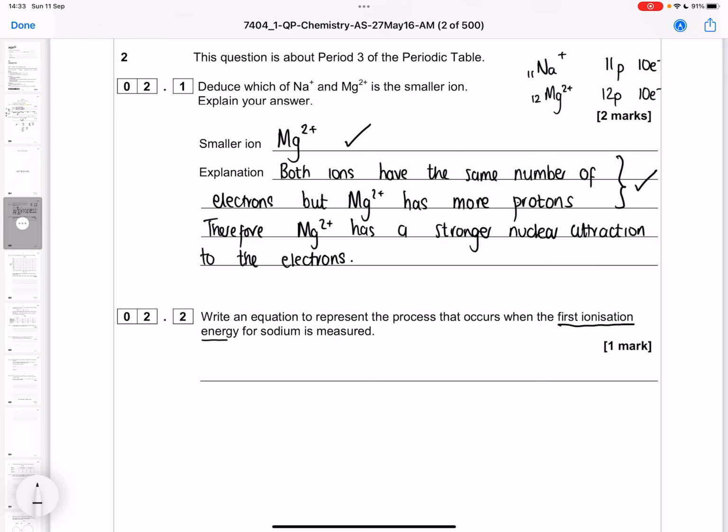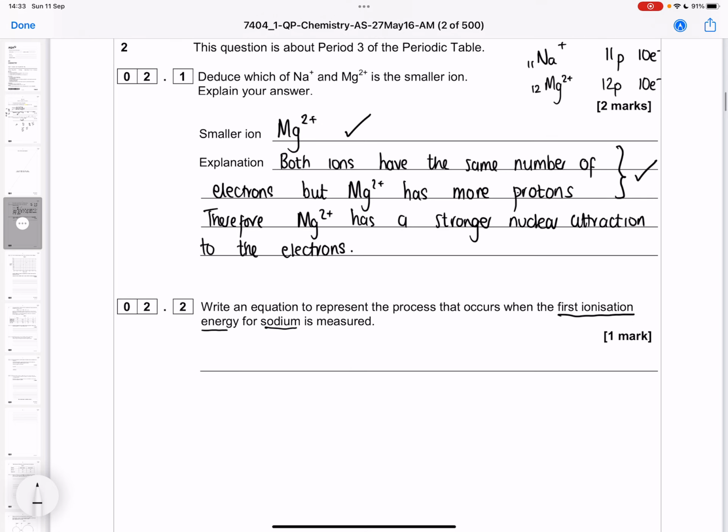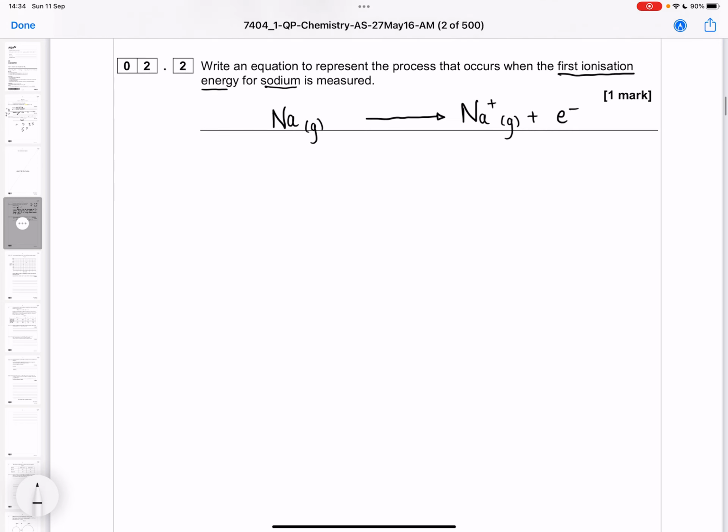Now we're being asked to write an equation for first ionisation energy. So it's a secret way of testing whether you know the definition. So the definition being the energy required to remove 1 electron from each atom in 1 mole of gaseous atoms. So it's all in there, sodium gaseous atoms, and we're trying to remove a mole of electrons. What would that leave us with? It would leave us with sodium positive ions in the gaseous state. So that's our answer to that one.